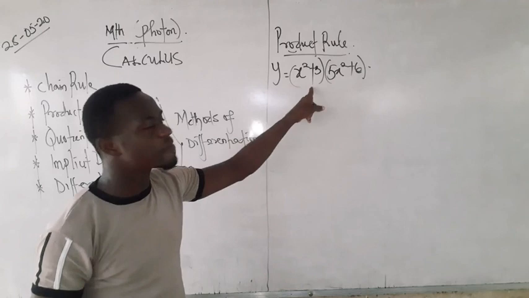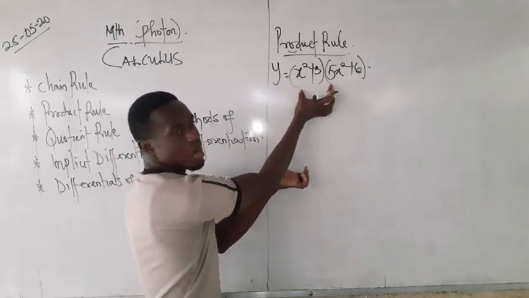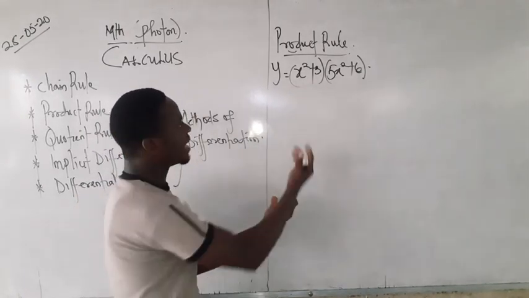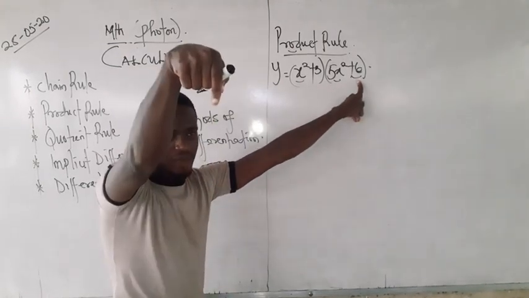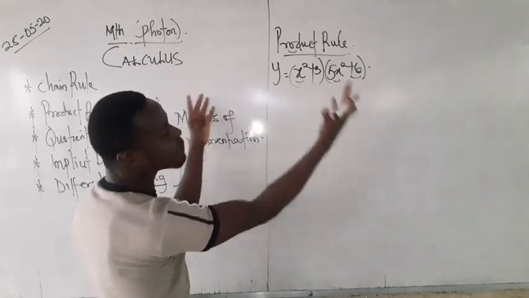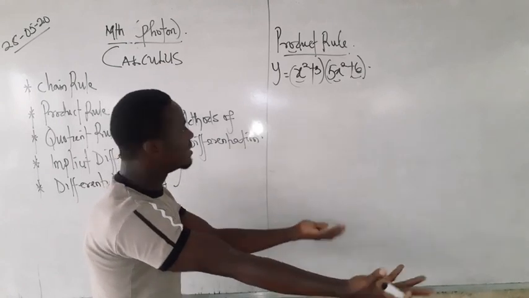Ideally, if we are to differentiate this, we will what? Open up the brackets by using the first terms to multiply what? The first and the second term of the second bracket. You understand? And after expansion, we arrive at a common ground. Now, this is what I mean.